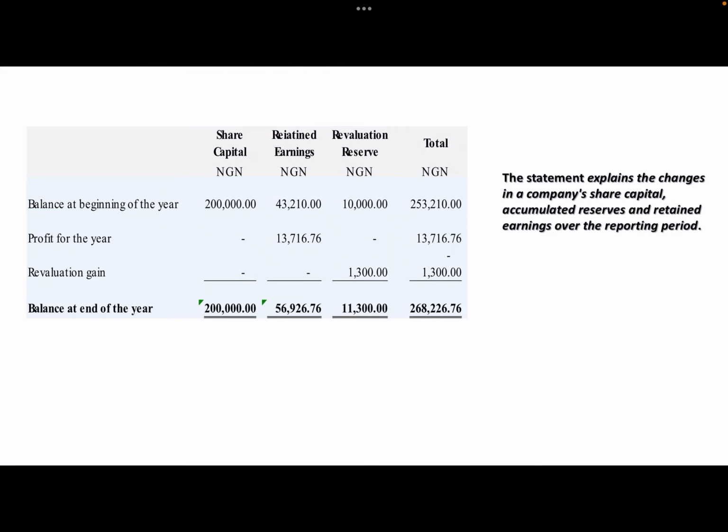Since no dividend was paid, the company didn't pay dividend from this year's profit. So this is plowed back into the business, swelling the company's retained earnings from 43,000 to 56,000, roughly 60,000. So this statement basically explains changes in the company's share capital, accumulated reserve, and retained earnings for the period. Now, if we look at what we've seen so far, you can see that it's important that we build this background so that we can actually progress.